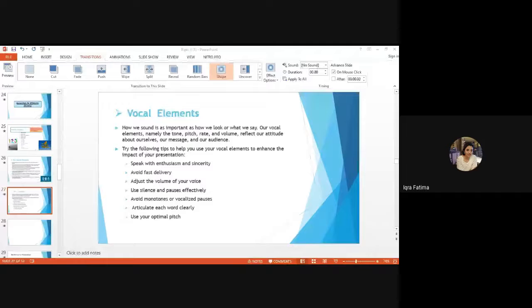I'm saying that after non-verbal communication we also talked about paralinguistic features. What are those? Paralinguistic features: pitch, rate, volume.